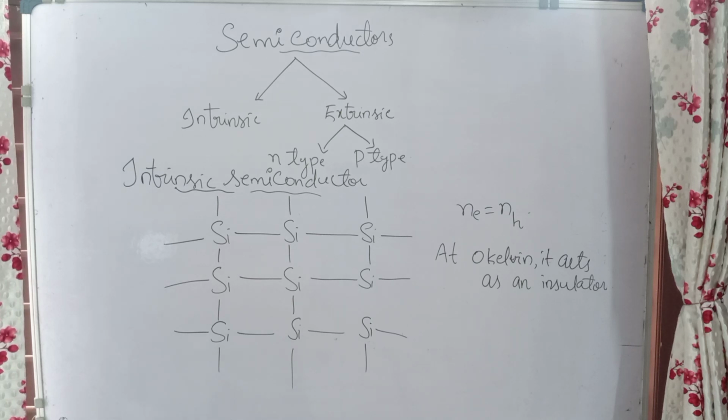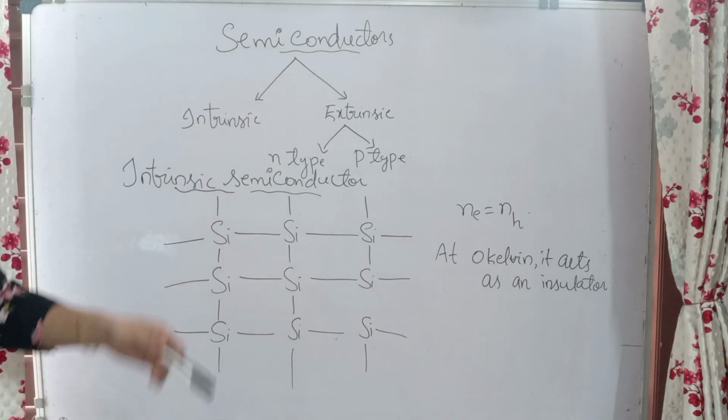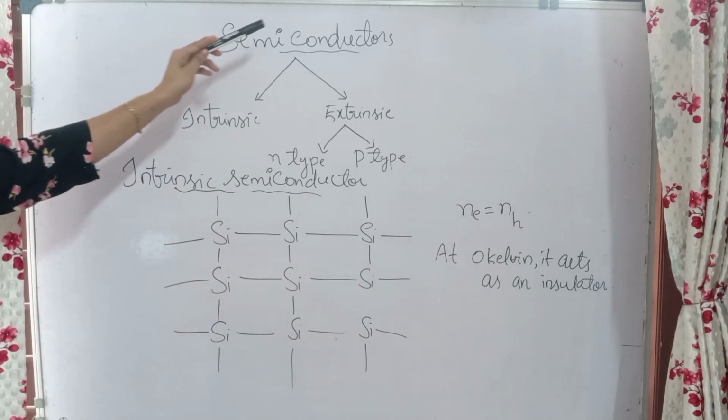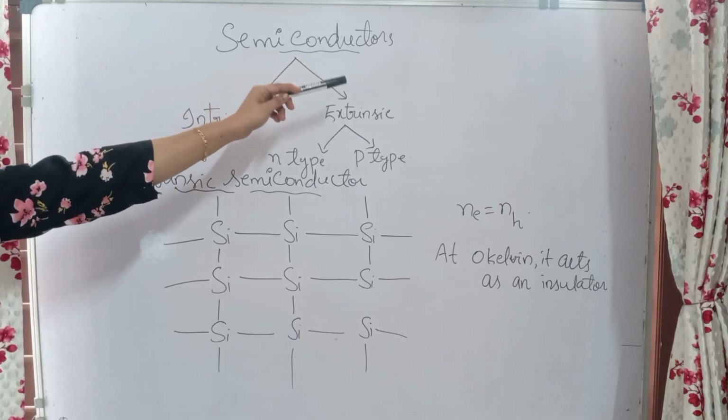Doped means we will add some suitable impurity to the semiconductor, and that will help to improve the conductivity. Such a semiconductor is called an extrinsic semiconductor, which we will explain in detail. So just understand that there are two types of semiconductors. First one is intrinsic and second one is extrinsic.